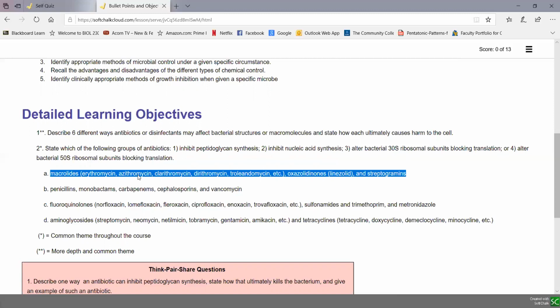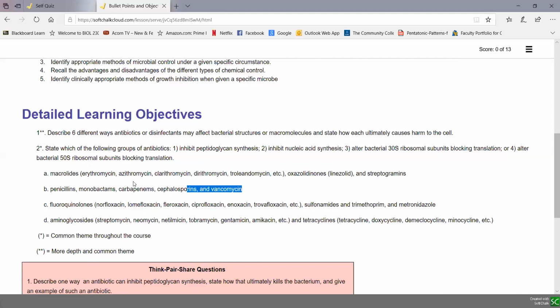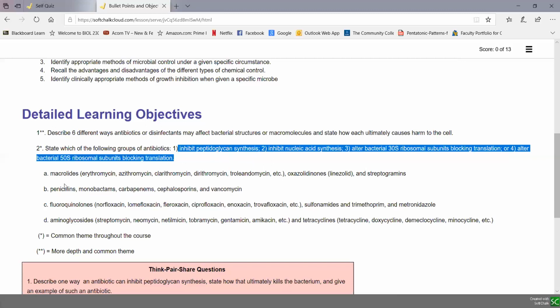Likewise, B, penicillins, monobactams, carbapenems, etc., and match that up with the mode of action. So for example, these are all ones that would inhibit peptidoglycan synthesis. So again, if I give you the list, you match it up with the mode of action.